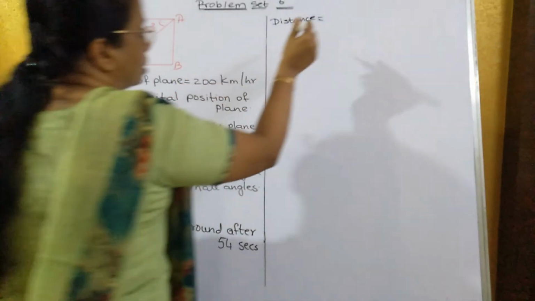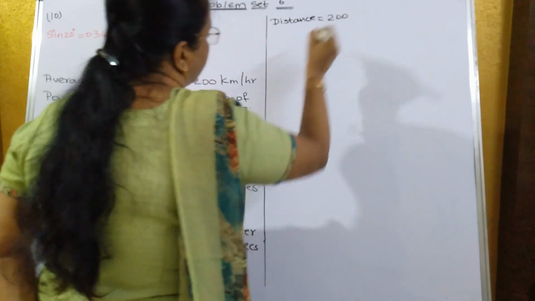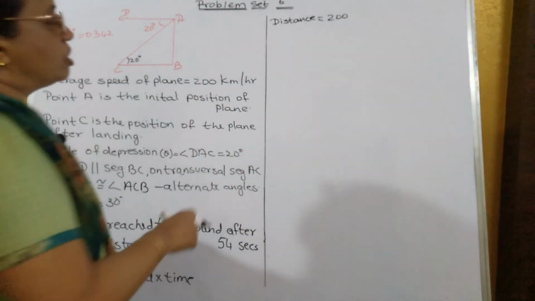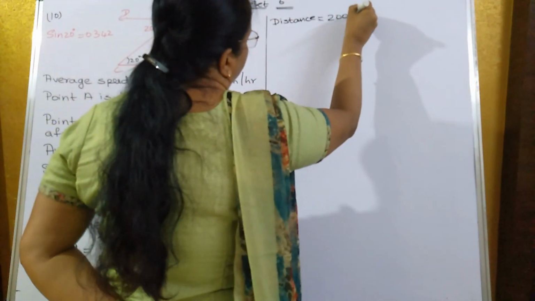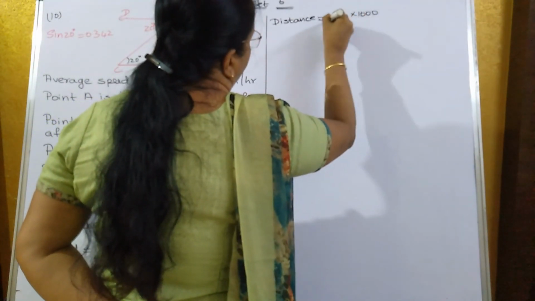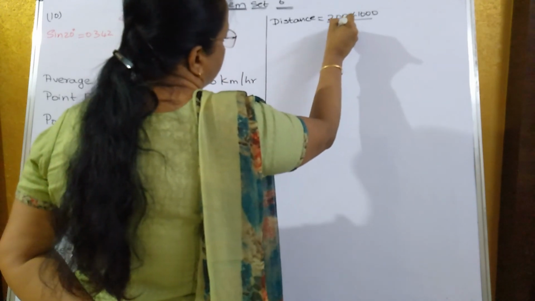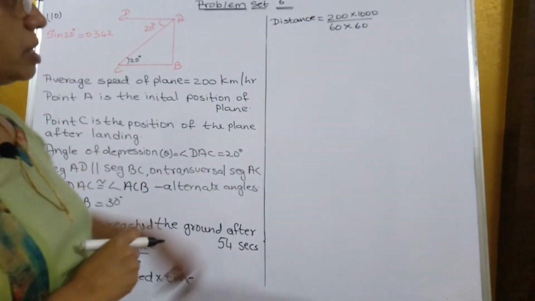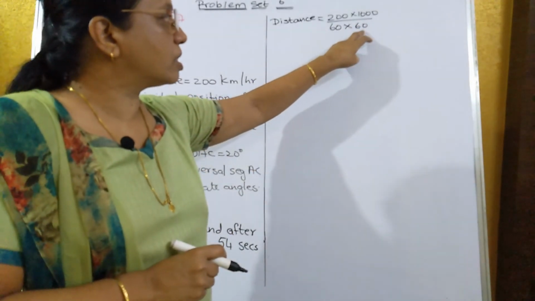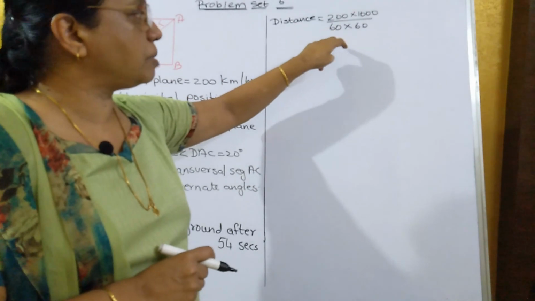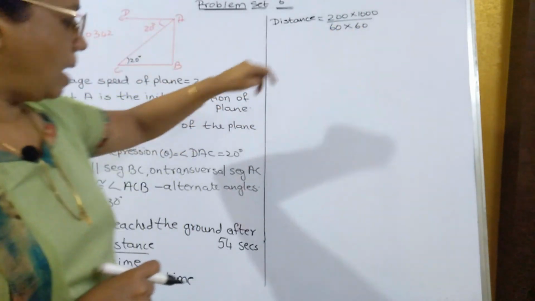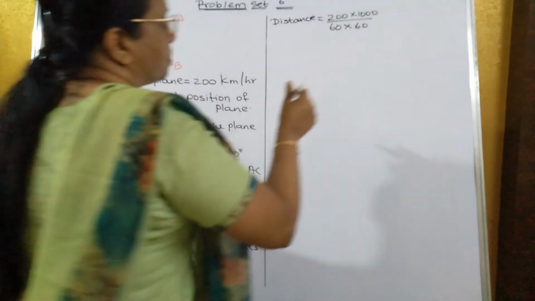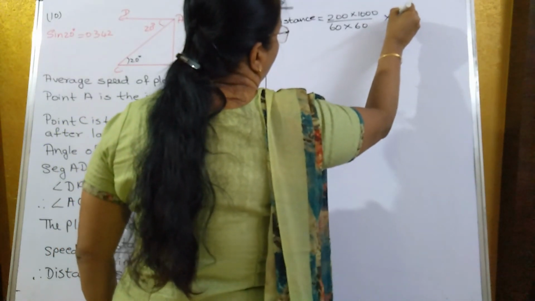200 km per hour. Convert it into meters per second, because the time is in seconds. 1 kilometer is 1000 meters, and 1 hour is 60 into 60 seconds, since 1 hour is 60 minutes and 1 minute is 60 seconds. So that was the speed. Now multiply by the time, which is 54.